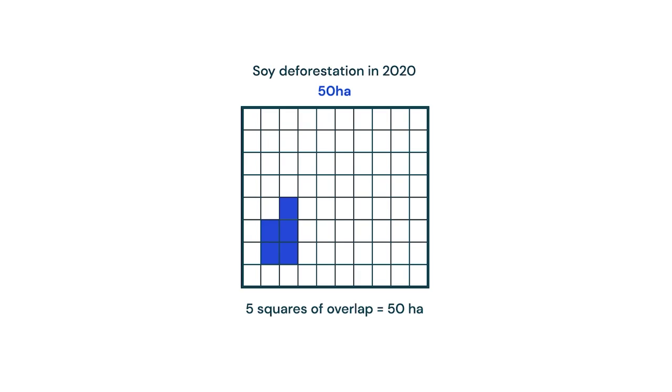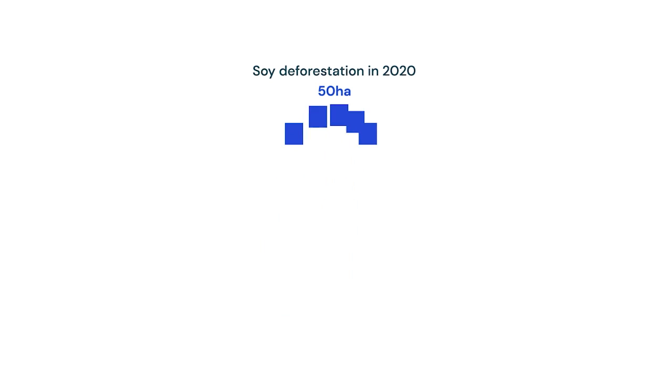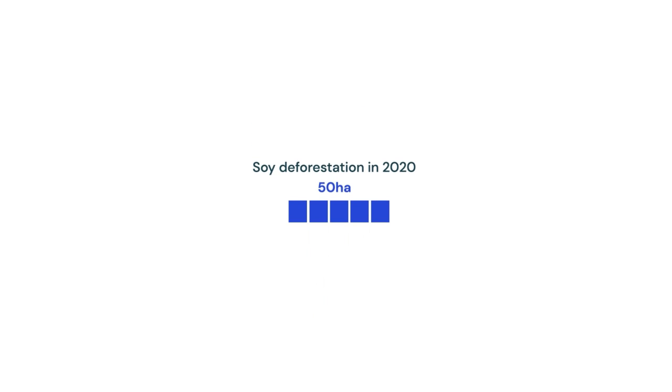So now we have a measure of how much of the soy production in 2020 in a given municipality was linked to recent deforestation. Let's imagine it's 50 hectares in this case. We then calculate the deforestation exposure of each supply chain actor by proportionally allocating the 50 hectares among them based on the sourcing patterns in 2020.